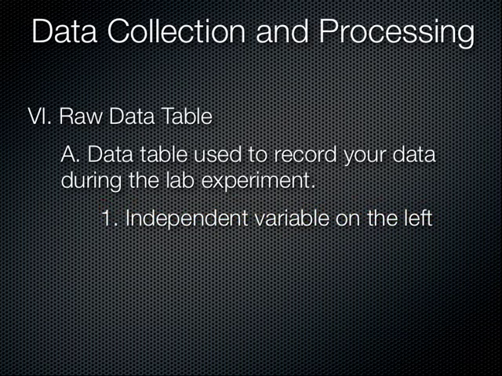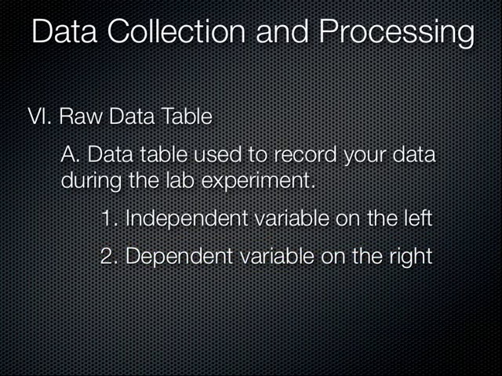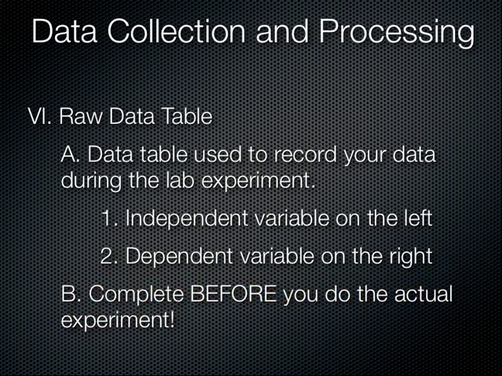When you set that table up, you make sure that you set up the independent variables on the left column and the dependent variables in the right column. And very importantly, you actually complete this before you do the experiment. You don't want to be halfway through your experiment and then realize you've forgotten to actually record your data, or be trying to figure it out while you're also trying to watch something on the Bunsen burner or something that's changing very quickly. You need to be prepared to do that ahead of time.